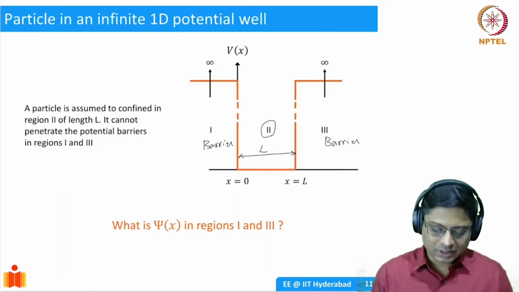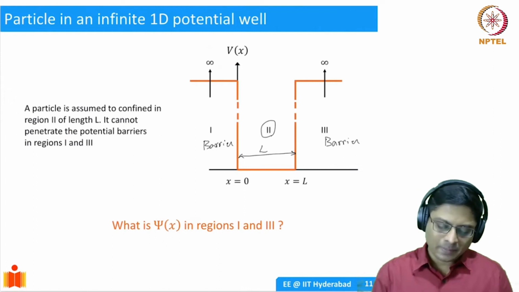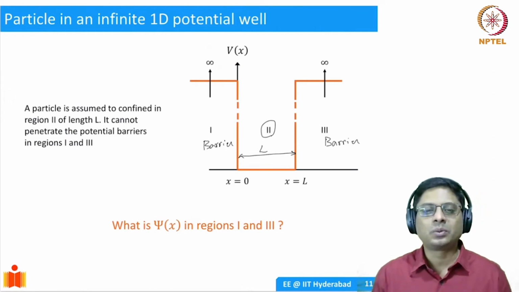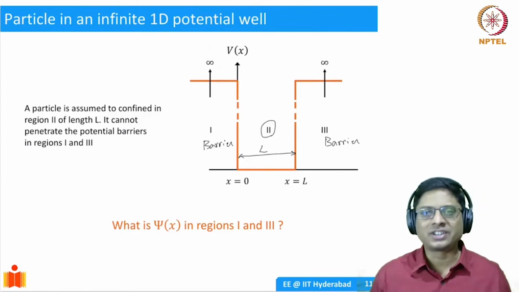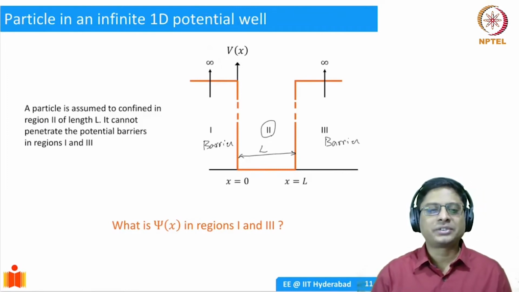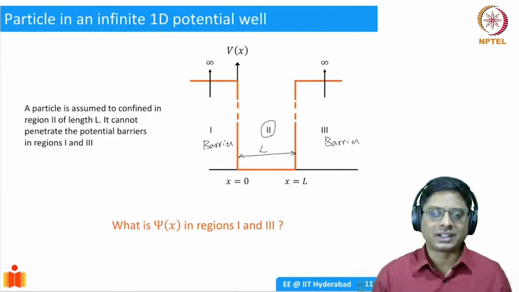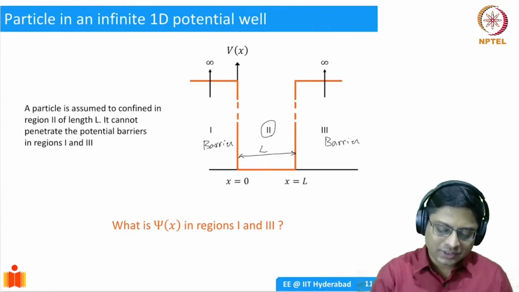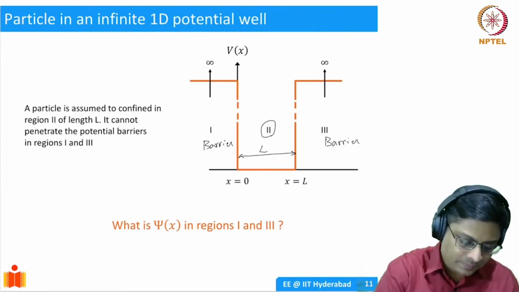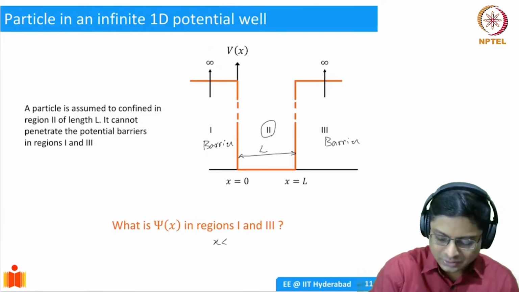So now, before we solve this, let us ask a simple question: what is the wave function in regions 1 and 3? We said that the wave function is essentially a function of x, which can be like a sine of x. So what is it in the regions x less than 0? Region 1 means x less than 0, and region 3 means x greater than L.